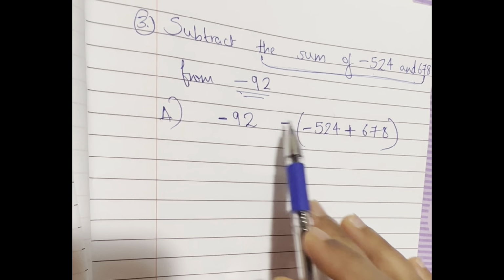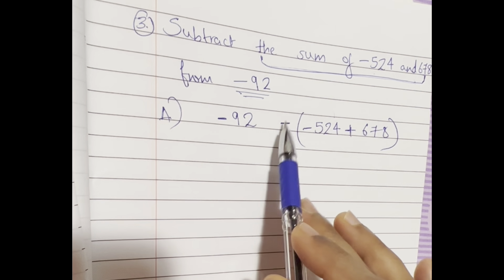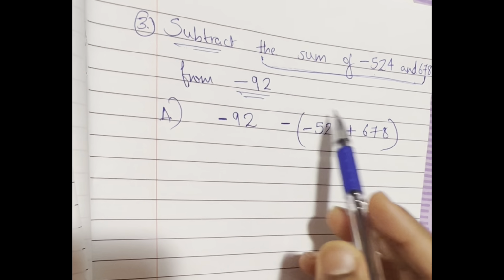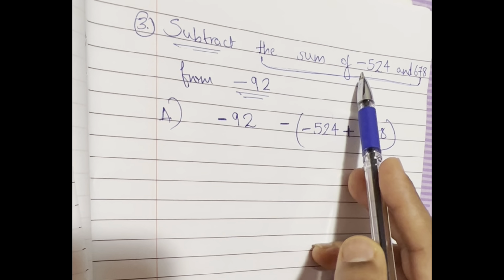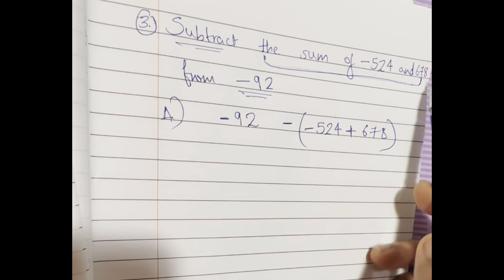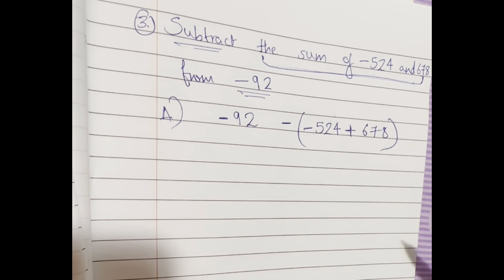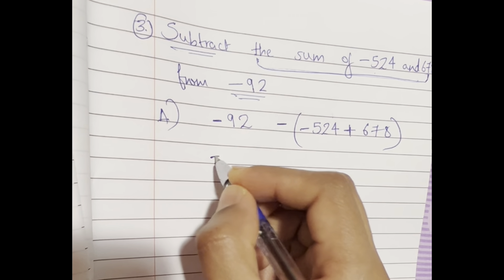Minus bracket, this minus comes from the operation, because the operation is to subtract. Then put the bracket, the sum of minus 524 and 678. So minus 524 and becomes plus 678. Close the bracket. Okay, now we'll simplify. Minus 92.